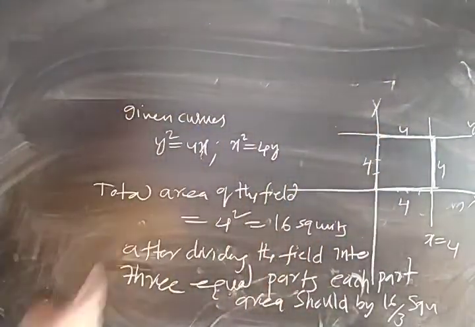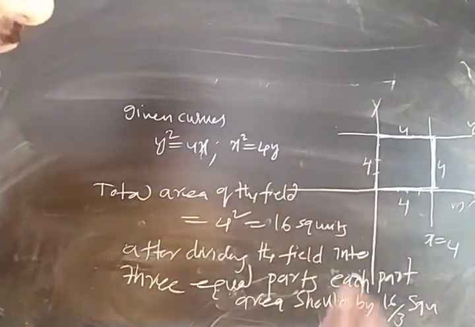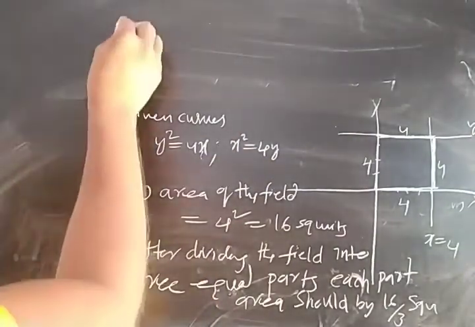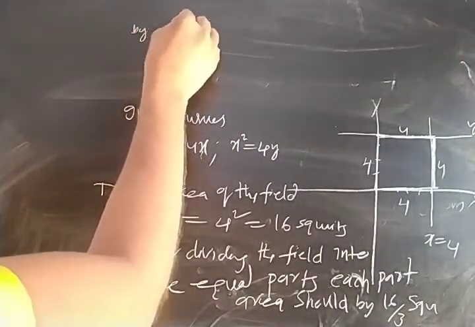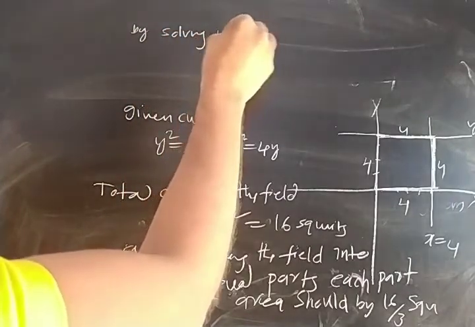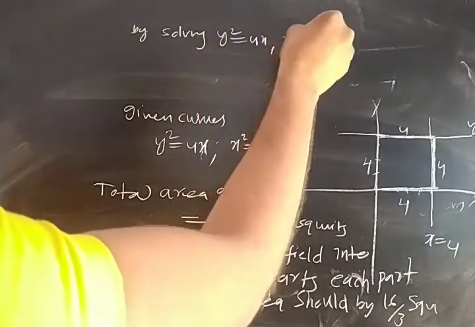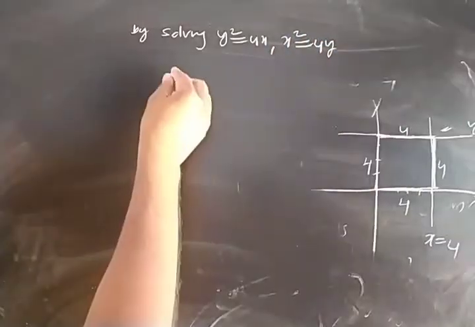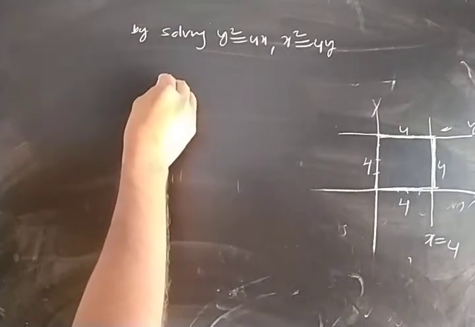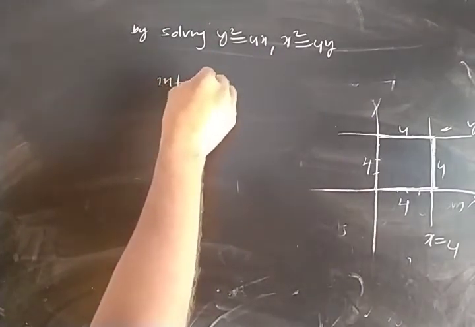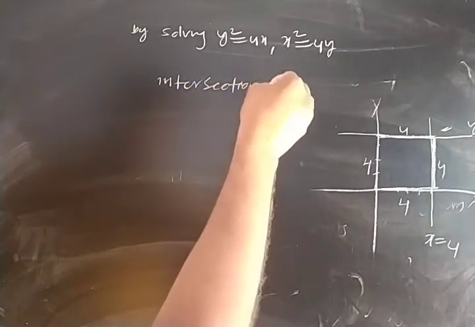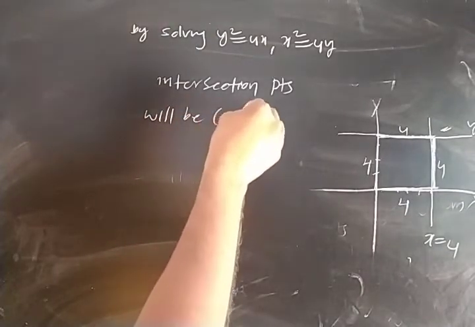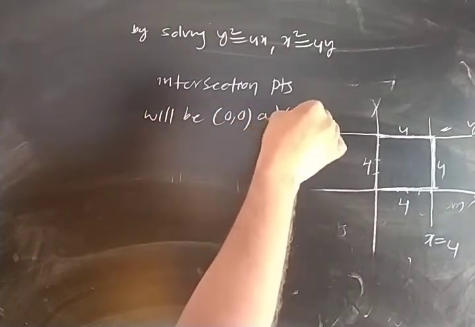Now for that I am drawing the curves in the given figure. But before that, let me solve the equations of the curves y square equal to 4x and x square equal to 4y. By solving these 2 curves, we will get the intersection points of these 2 parabolas. The intersection points will be 0, 0 and 4, 4.